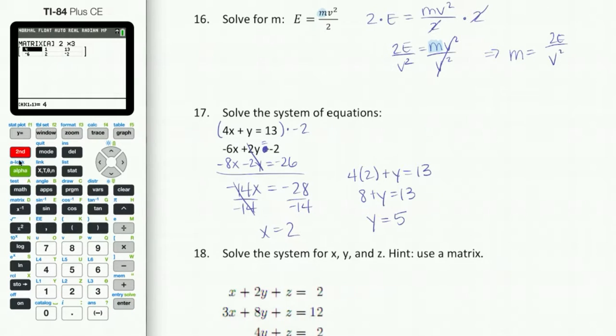So after we do that, we're going to get out of that matrix. Again, we can go up and reuse that RREF, and it'll calculate it. And then we have 2 as our x value and 5 as our y value. So it all checks out.